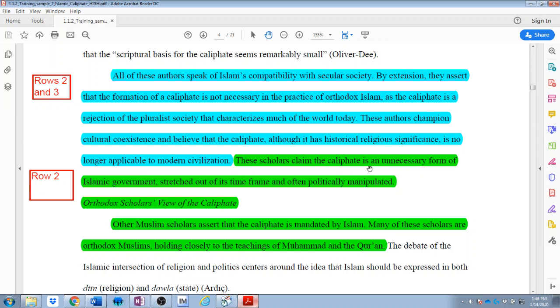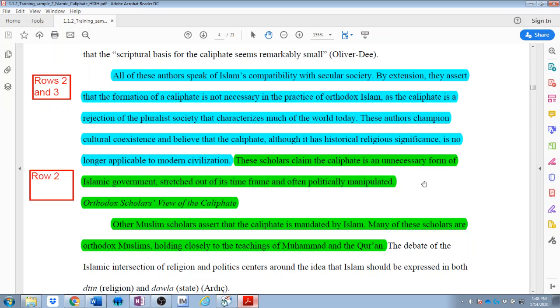These scholars claim that a caliphate is an unnecessary form of government. A caliphate is a religious-based government, right, from the religion of Islam. So just giving you background for this particular paper. But then look at the very next paragraph. Other Muslim scholars assert that the caliphate is mandated by Islam.